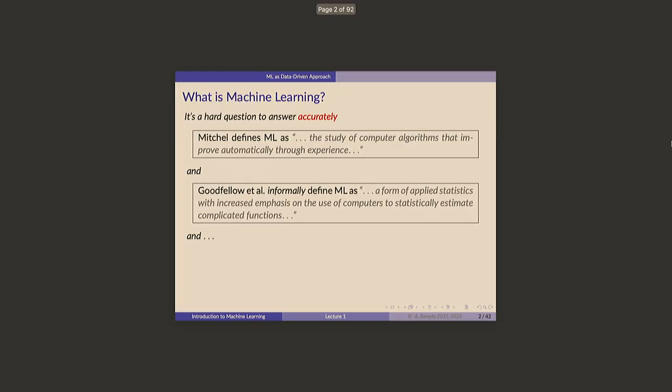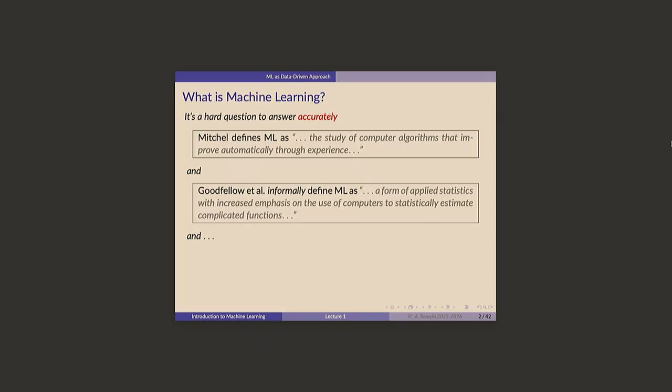I think in deep learning we also mentioned this stuff. So what is machine learning? There are different definitions. You can check Mitchell's definition: a study of computer algorithms that improve automatically through experience. This is the way that Mitchell defined machine learning. Or, for example, Goodfellow says it is a form of applied statistics with increased emphasis on the use of computers to statistically estimate complicated functions, right?